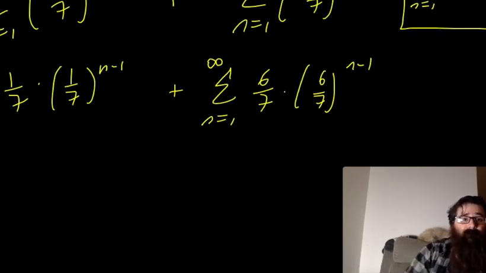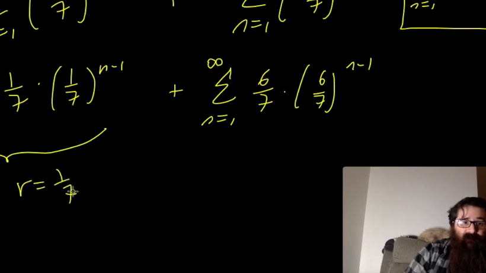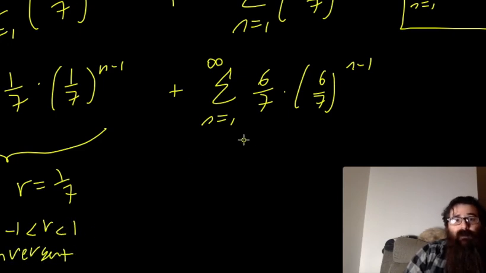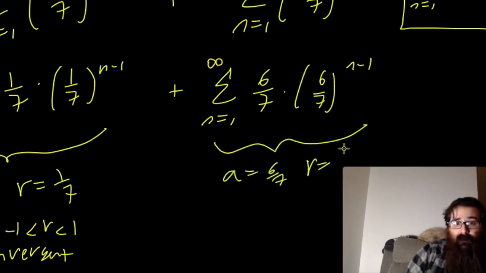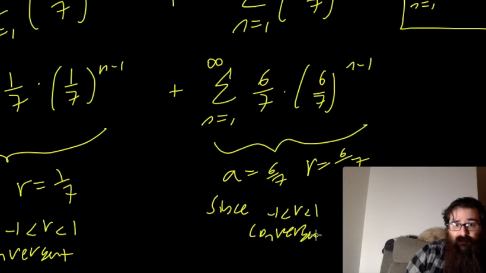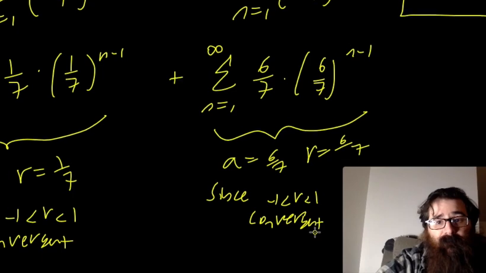I could say for the first geometric series, a is 1/7, r is 1/7, and since r is between -1 and 1, this is convergent. For this other one here, I could say a is 6/7, r is 6/7, and same idea, since r is between -1 and 1, I have a convergent geometric series. So both of these are convergent.